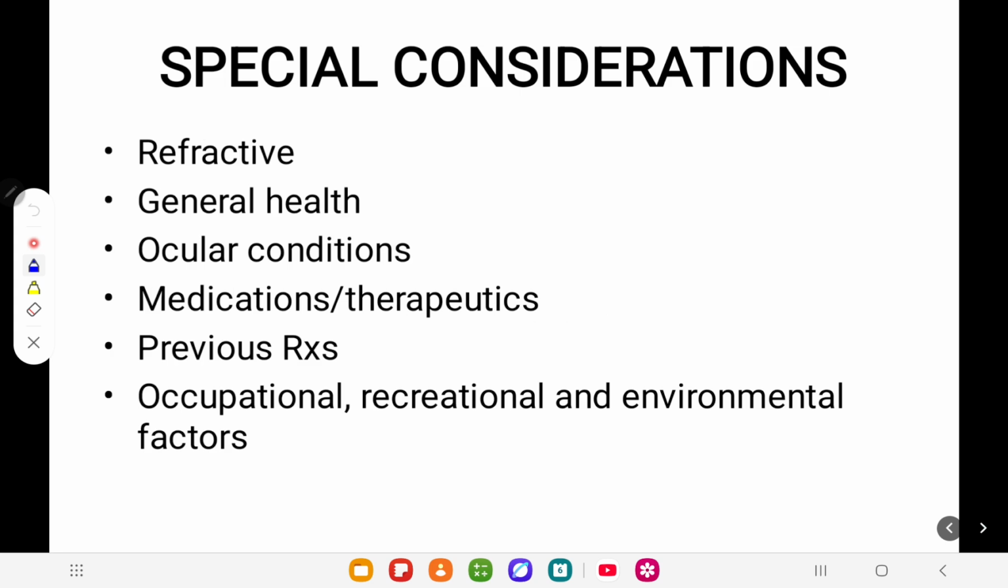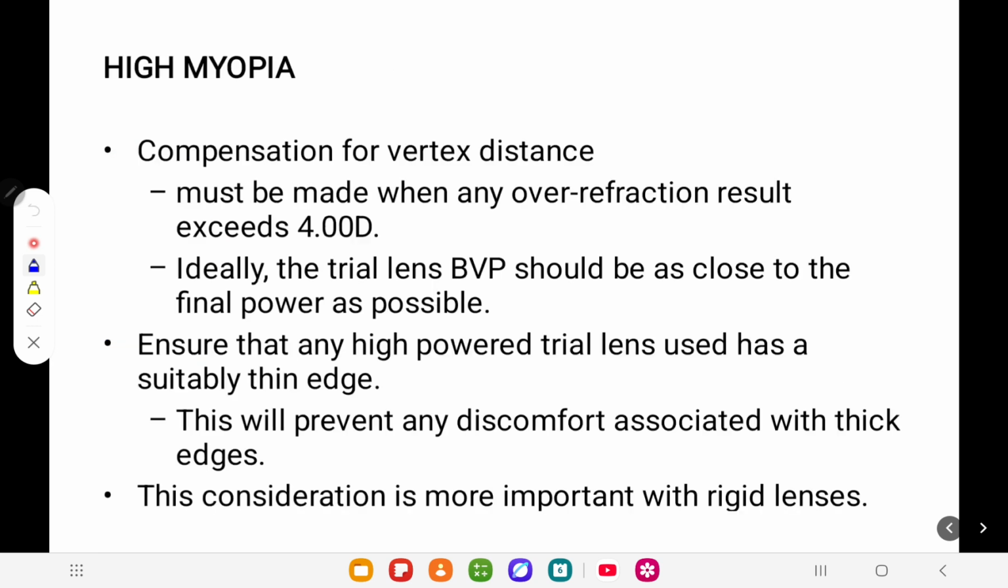So what are the special considerations that we have to discuss? Generally, if there is extreme refractive error, the health of the patient, ocular conditions, especially medications, previous Rx, and what the occupations and environments are, we have to give special consideration if there is anything.